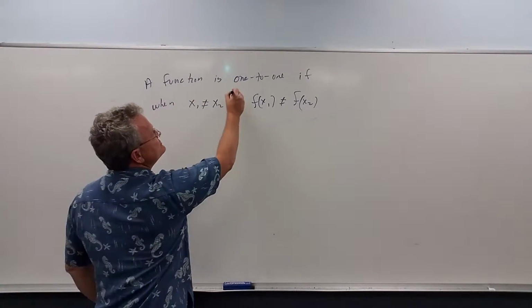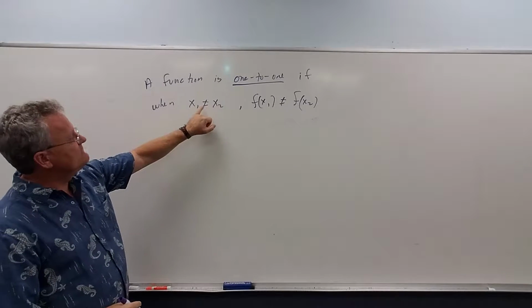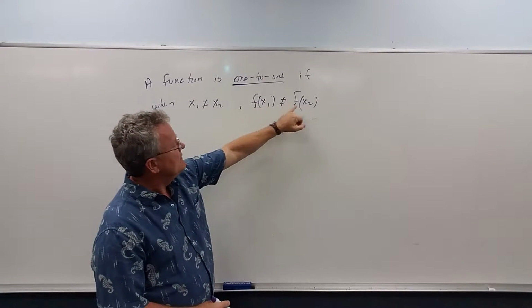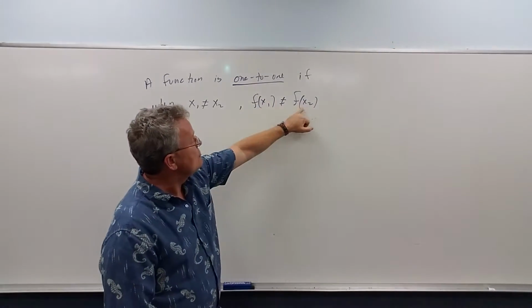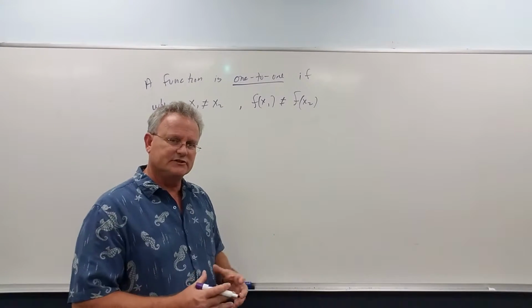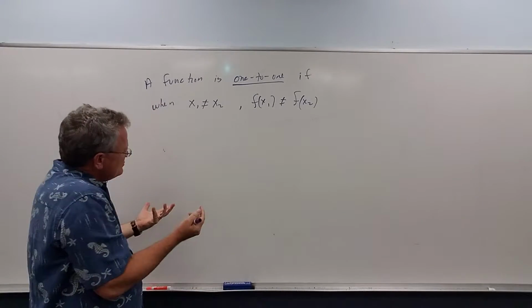A function is one-to-one if given two x values that are different, f of x1, these are their y values, it means their y values must also be different. That's what that's saying. All right? They can't be the same. All right, so what does that mean?